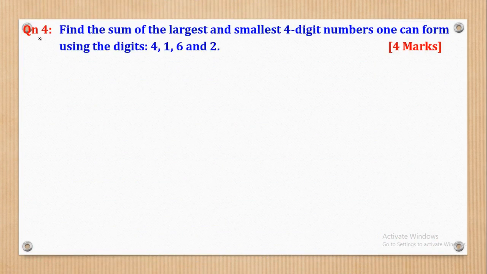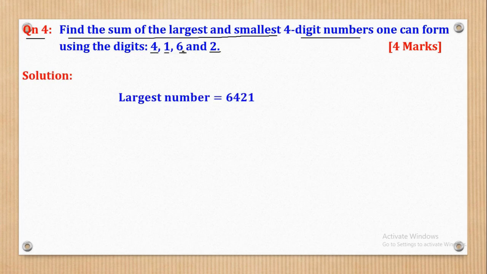Now we shall go to question 4, which says: find the sum of the largest and smallest 4-digit numbers which one can form using the digits 4, 1, 6, and 2. So for the largest number, you arrange them in descending order. Start with 6, followed by 4, followed by 2, and followed by 1. That will be the largest number.